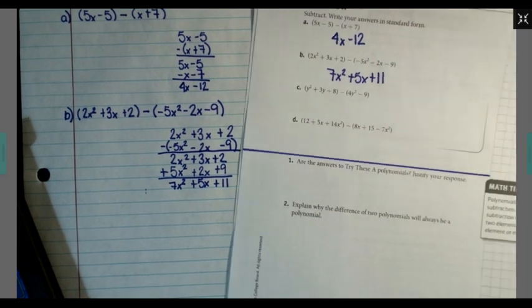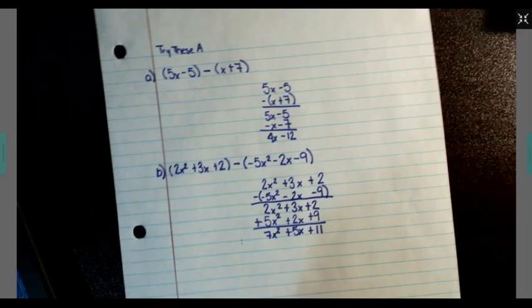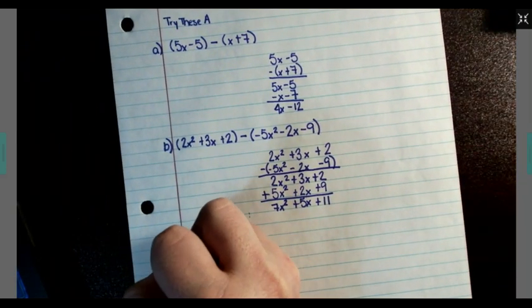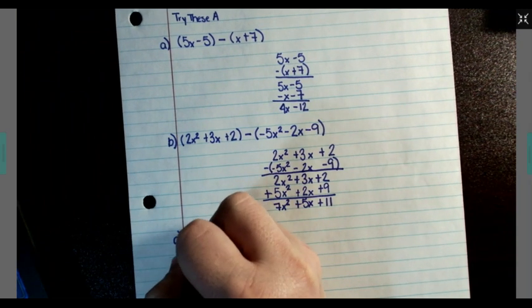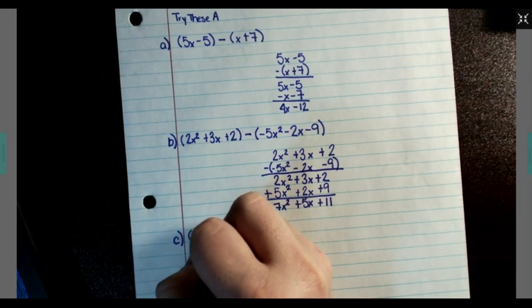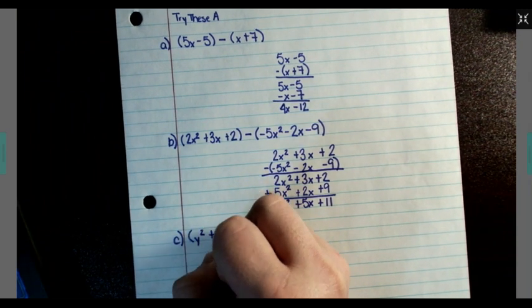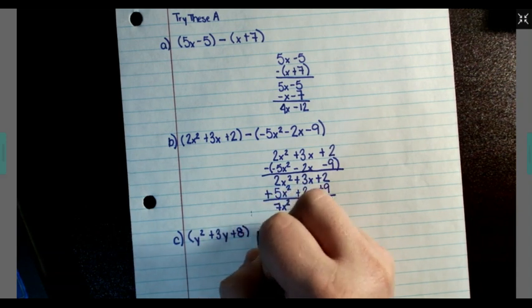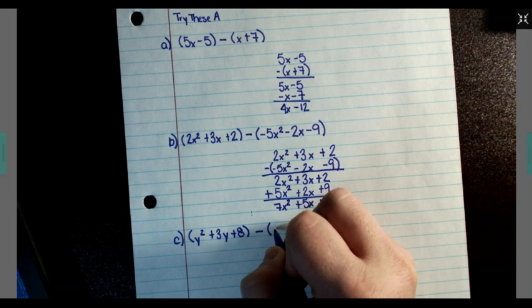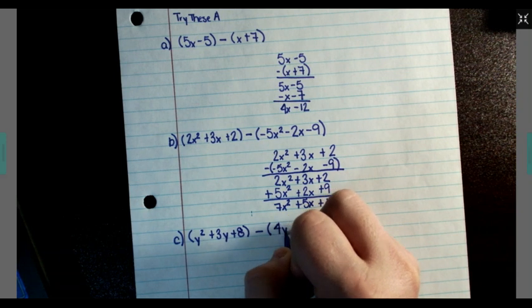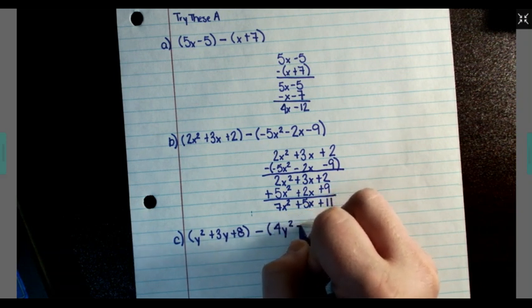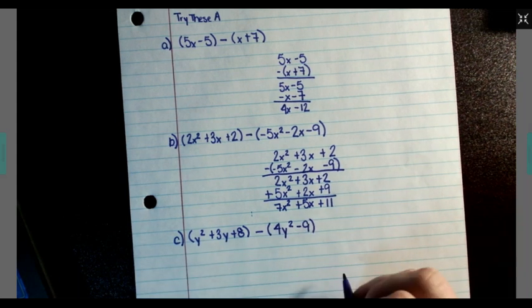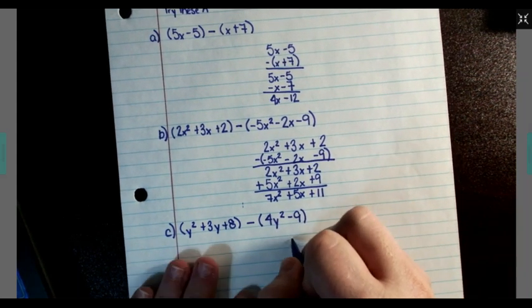All right, let's take a look at C. C says y squared plus 3y plus 8, minus 4y squared minus 9. I'm going to stack these.